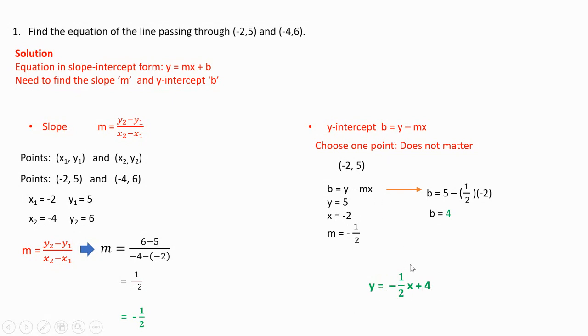Because if you have y equals mx plus b, this is my slope, my m, and this is my b. So my m is negative 1/2, and my b is 4. So this is my equation in slope-intercept form.